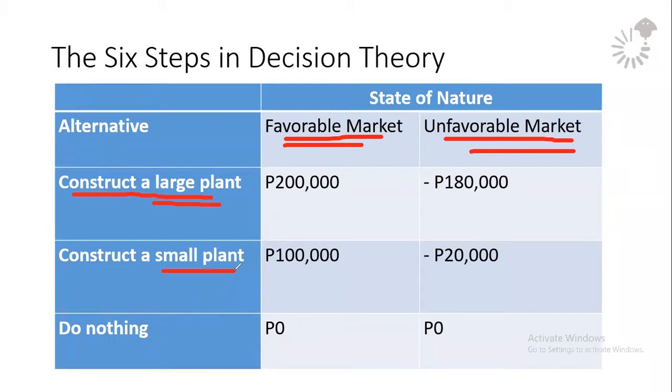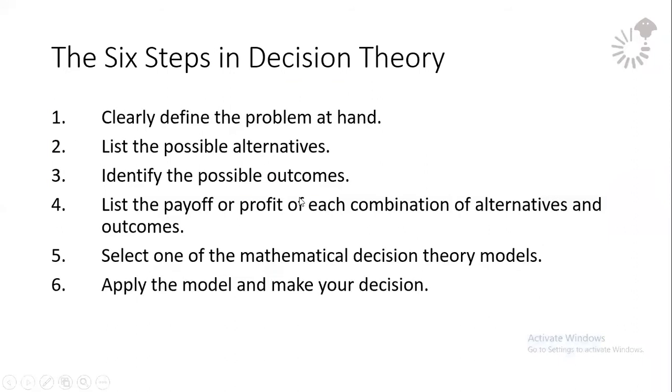Option B, you built a small plant, what can happen after you have constructed the plant is positive consequences and negative consequences, unfavorable market. Do nothing, favorable market and unfavorable market. So these are your consequences or states of nature. So that is step number 3.